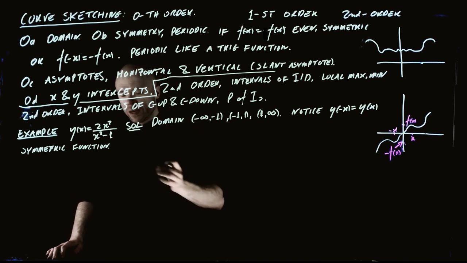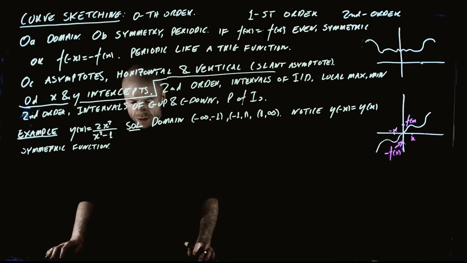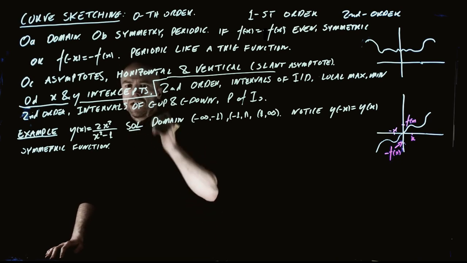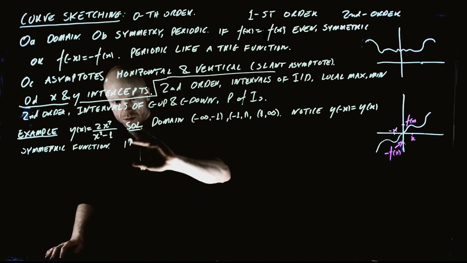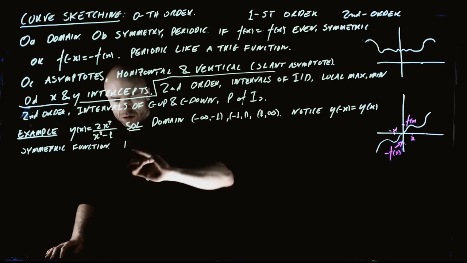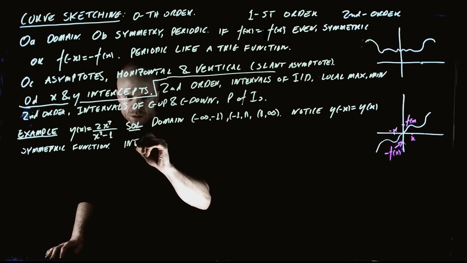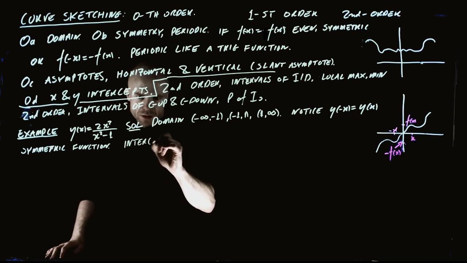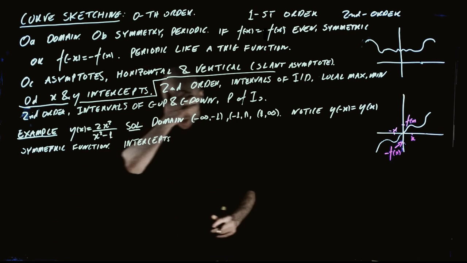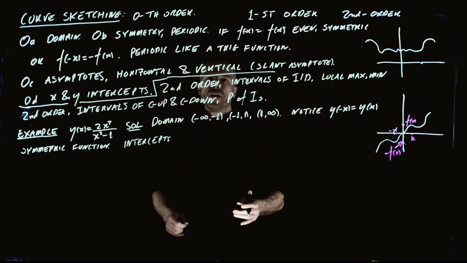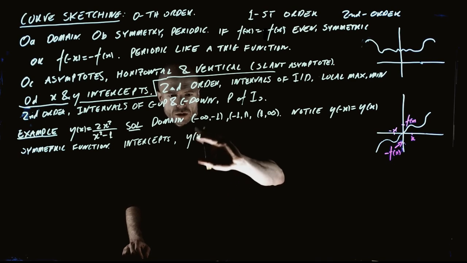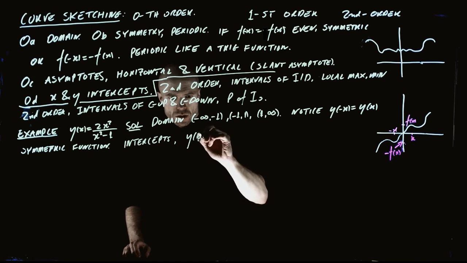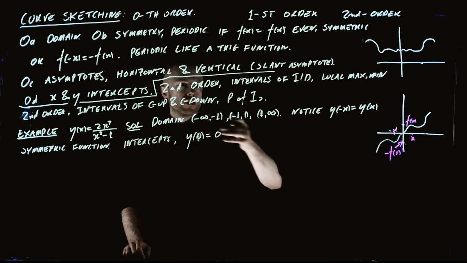So let's think about when it crosses the y-axis. So let me first write down what we're doing. And what I just said was wrong anyway. Intercepts. So when does it cross the y-axis? It crosses the y-axis when x is equal to 0. So y of 0 is just 0 because of the nature of this function, right?